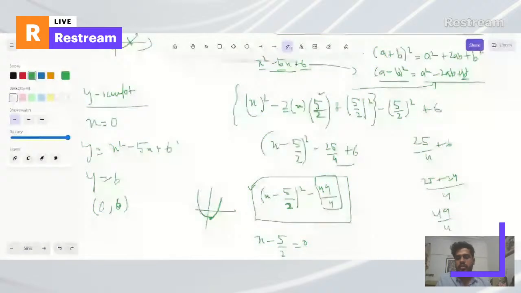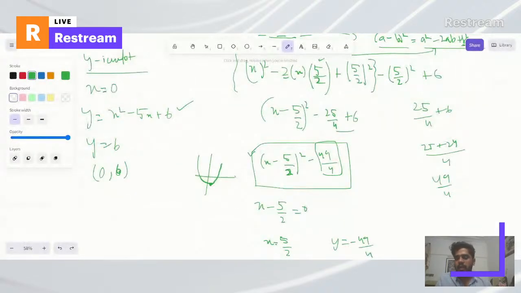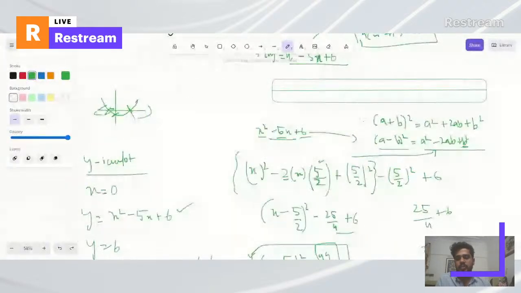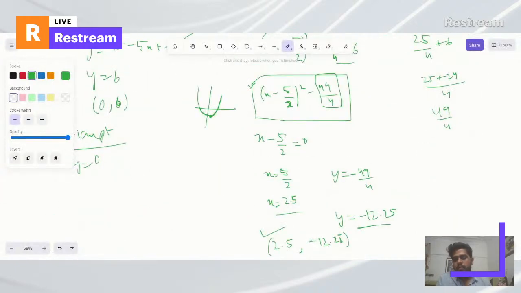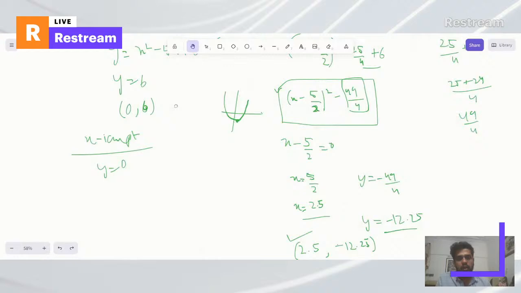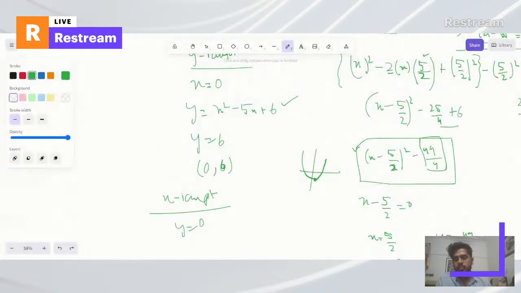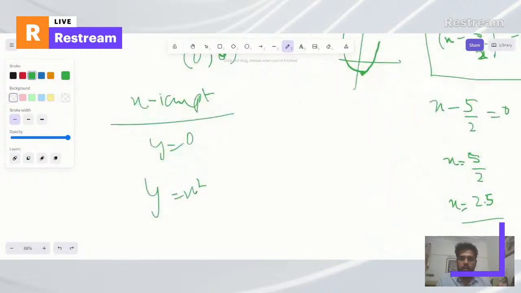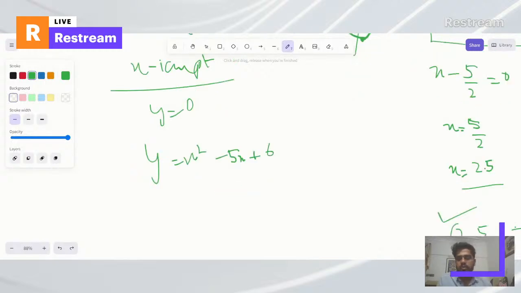Now if I solve this equation, I can get my x-intercepts. How I'm going to do that, I will take y equals 0. So the x-intercept is a point where y equals 0, these 2 points. Now the equation is y equals x square minus 5x plus 6, so it equals 0.